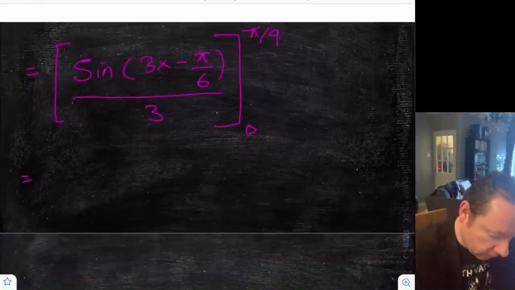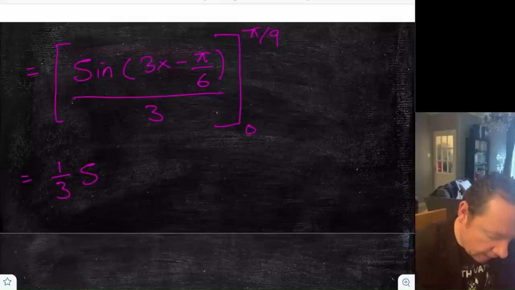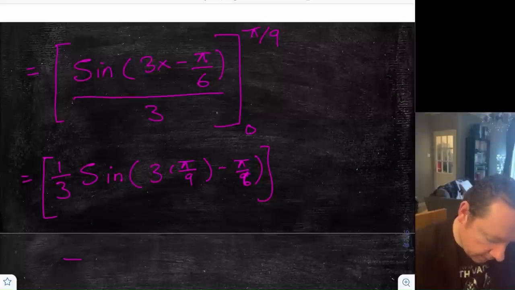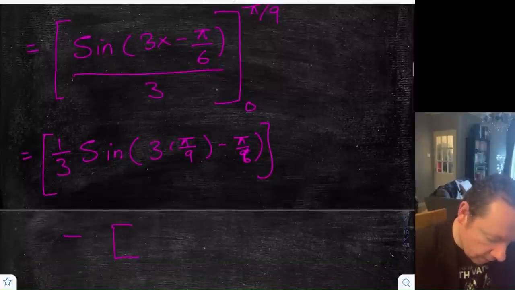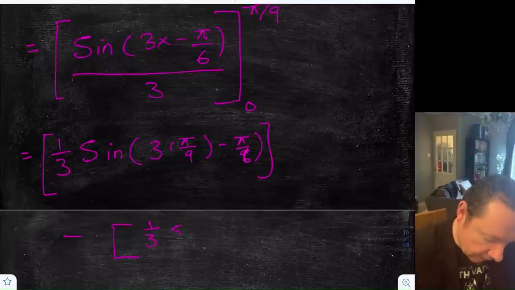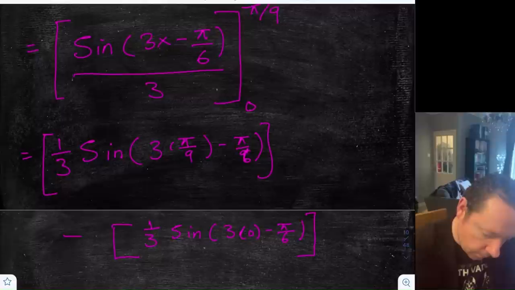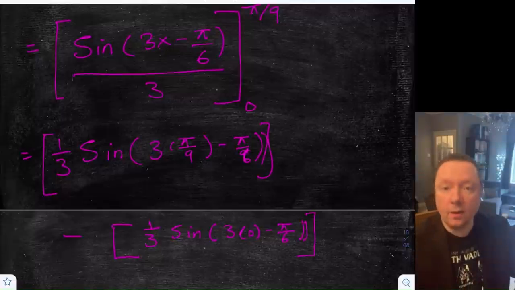So that gives us a third of sine, 3 times pi over 9, we'll just write, minus pi over 6. That's our first one. Take away our second one, subbing 0 in. So that's a third, sine 3 times 0 minus pi over 6. Okay, so we can now, we'll just tidy it up, put an extra bracket on. We can now just evaluate that.